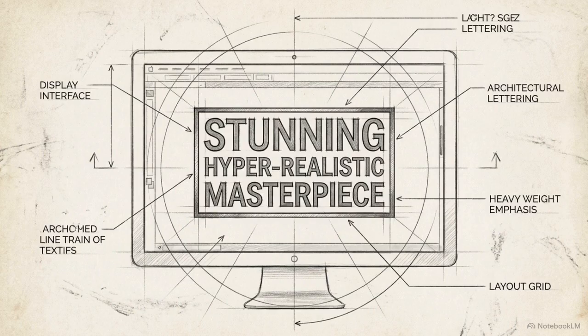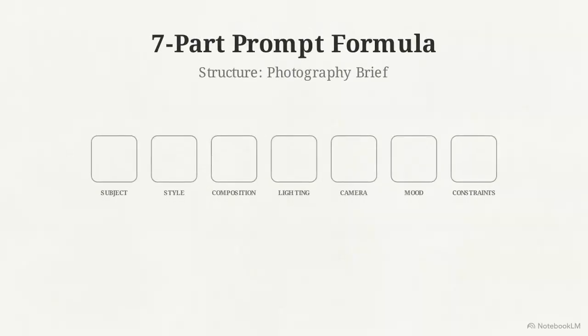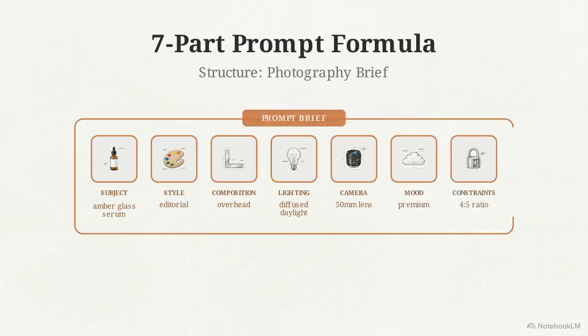role. The most common mistake in amateur prompting is stacking aesthetic adjectives. Throwing words like stunning, hyper-realistic, and masterpiece into your prompt actually dilutes the image quality by confusing the model's optical focus. The 7-part prompt formula mimics a photography brief. The UI populates. Subject is an amber glass botanical serum. Style is editorial. Composition is overhead. We lock optics with soft diffused daylight and a 50mm lens. Finally, mood is premium, constrained to a 4:5 ratio.